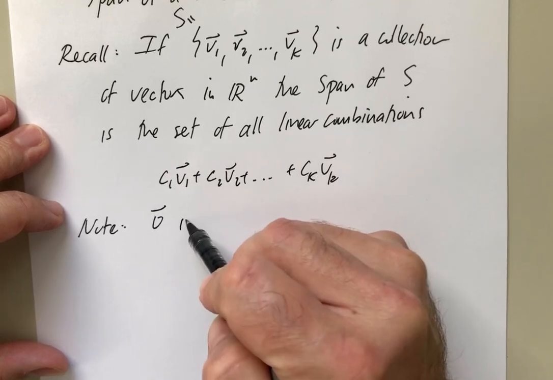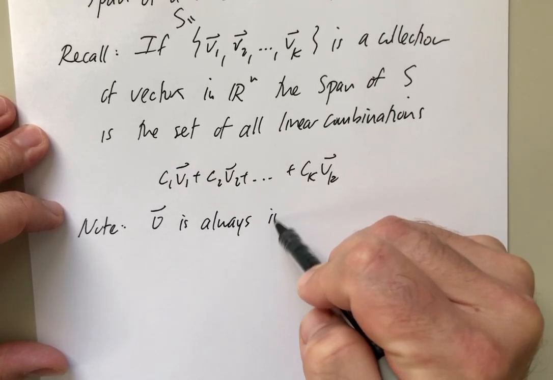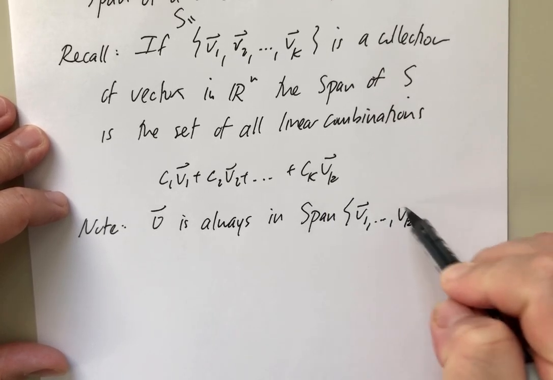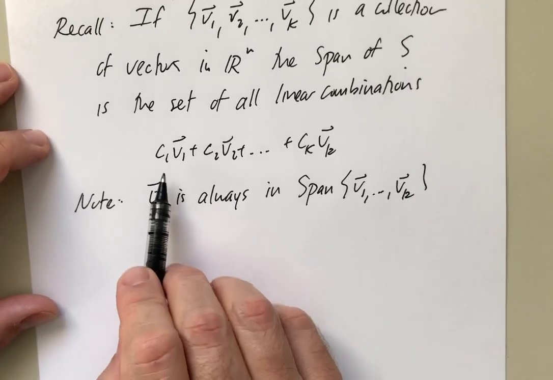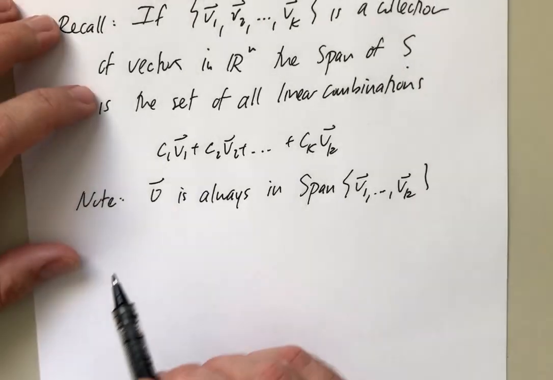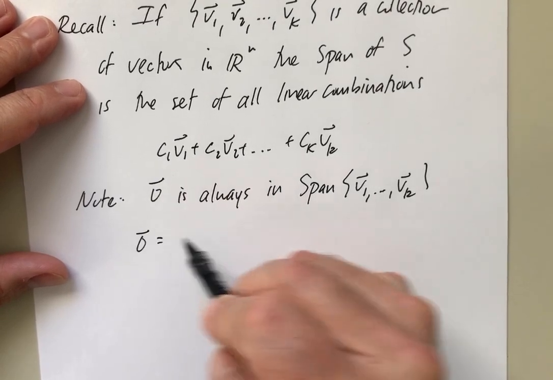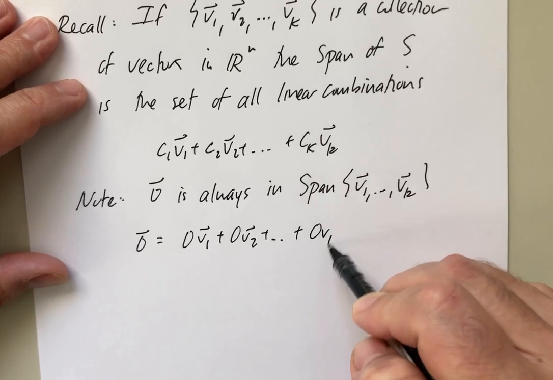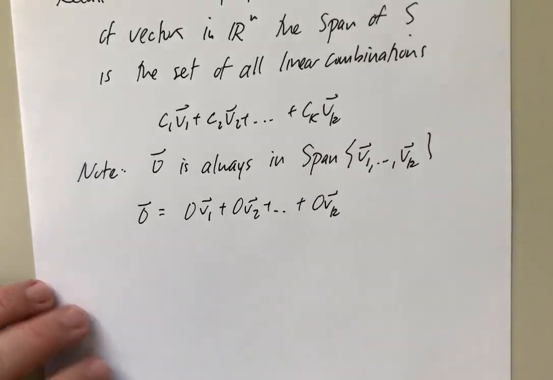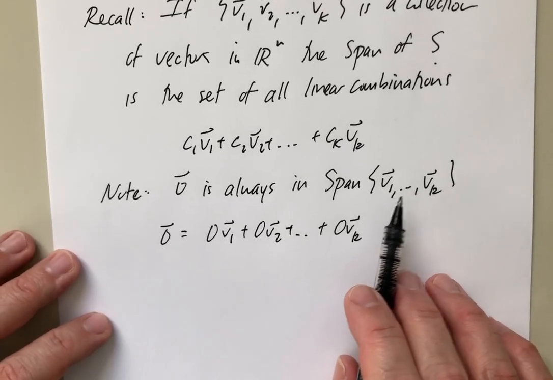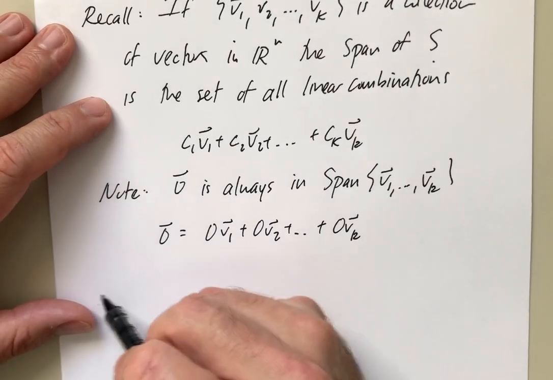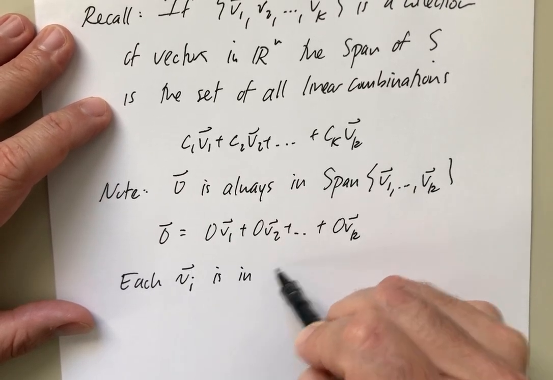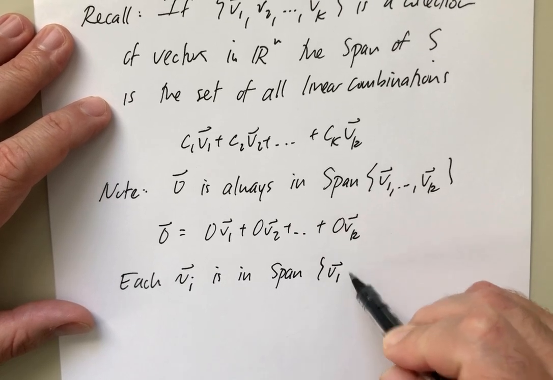Okay, so just some things to note here: note that the zero vector is always in the span of this collection. This comes down to the fact that we can always solve the homogeneous equation, but I can always write 0 as 0v1 plus 0v2 plus 0vk. So the zero vector is always in the span. Another thing to realize is that each individual vector is also in the span. So each vi is in the span of this collection.